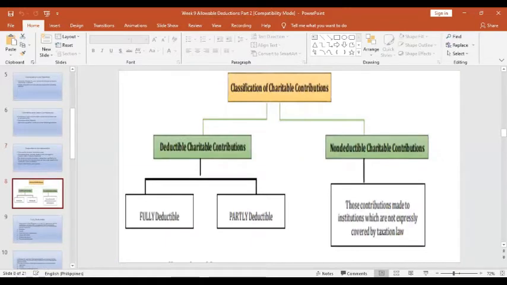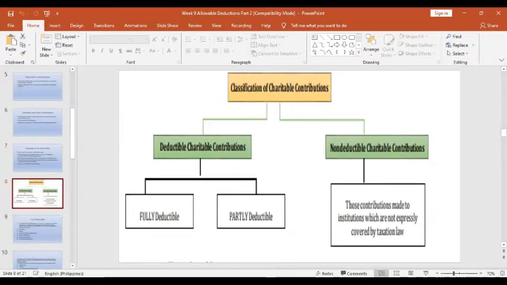So what are the classifications of the charitable contributions? We have the deductible charitable contributions and non-deductible charitable contributions. The non-deductible charitable contributions are those made to institutions which are not expressly covered by the tax law, such as donations to a private sector or donations to someone. That is non-deductible because those things are subject to donor's tax. Okay? But what are those deductible charitable contributions?